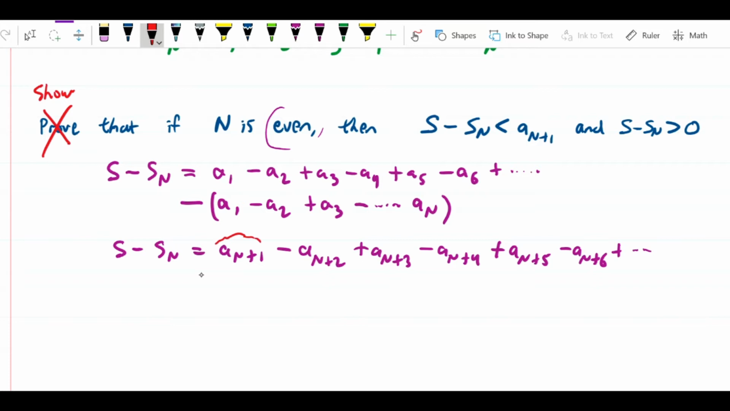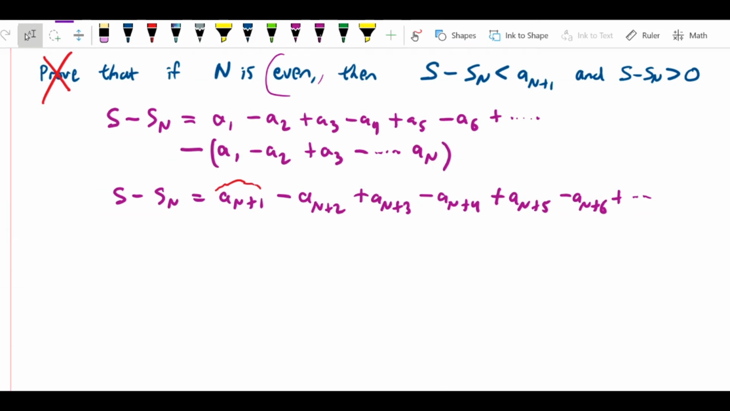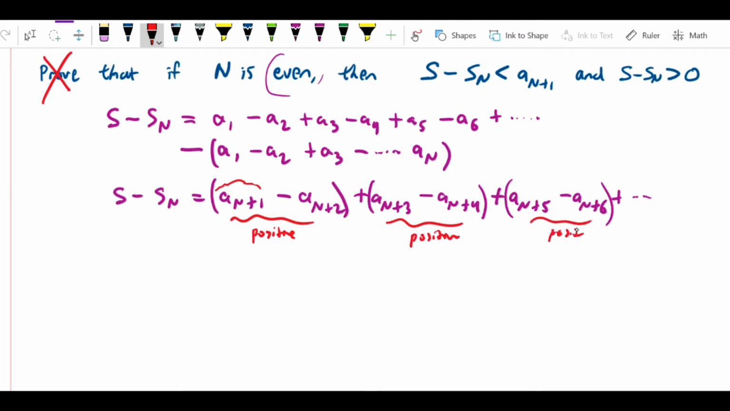Now we can do basically the same thing that we did in the previous example. If I group the terms this way, then what we have here is a bunch of positive terms like that. And we can easily see that therefore this is greater than 0.